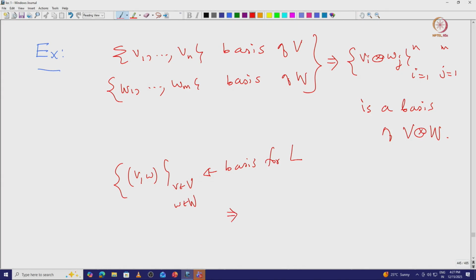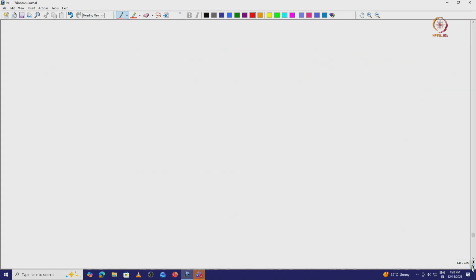So, that would imply that the image v tensor w, v in V and w in W, is going to be a spanning set for the quotient. That is easy to see. So, from that you can easily prove that this indeed forms a spanning set, and with some extra work you can prove that this is indeed linearly independent. So, I will leave it to you to check.